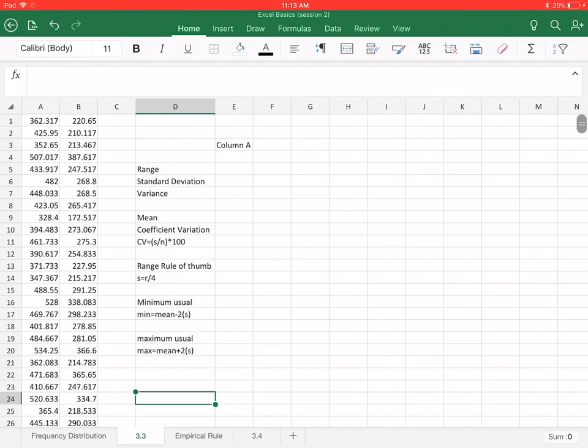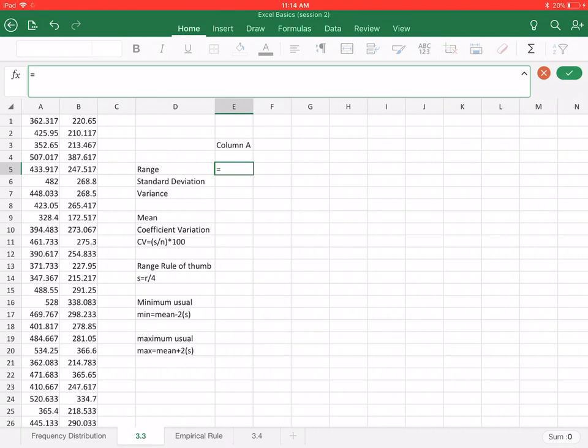Alright, so some of this will be review from one of the Excel basics videos. However, I'm going to go over it again anyways because it is important to section 3.3. So, in this section we're going to be finding the range, standard deviation, the variance, your mean, coefficient variation. You're going to be using the range rule of thumb. You can find the minimum usual and maximum usual values.